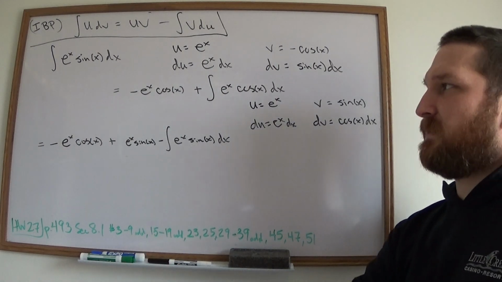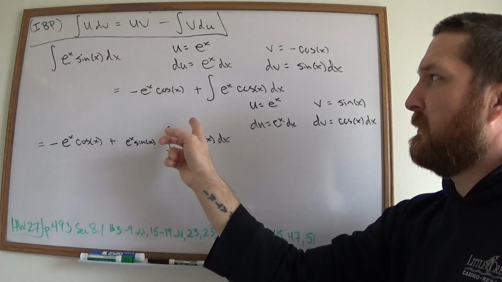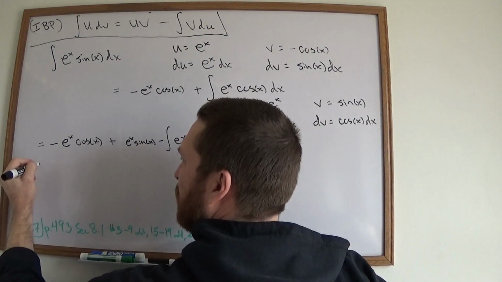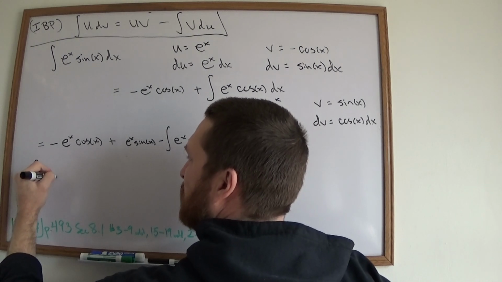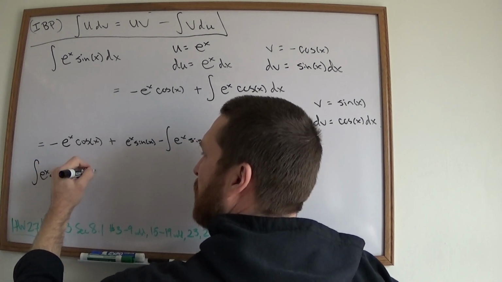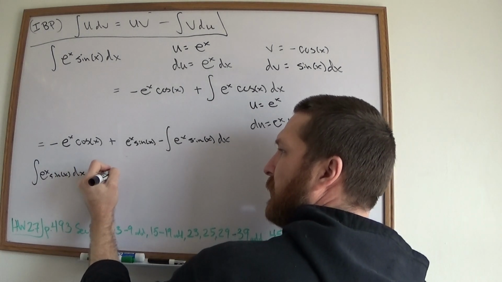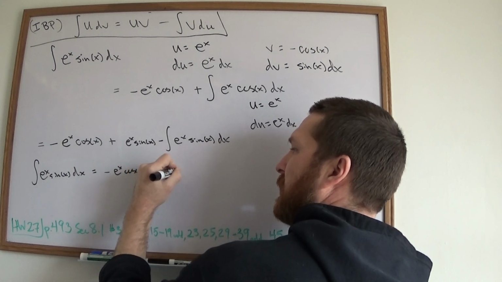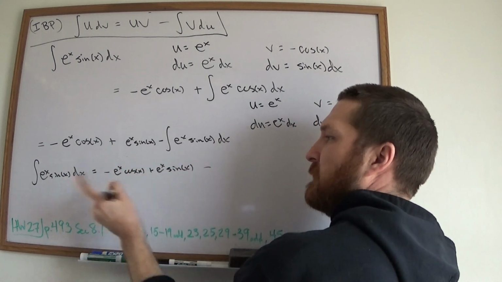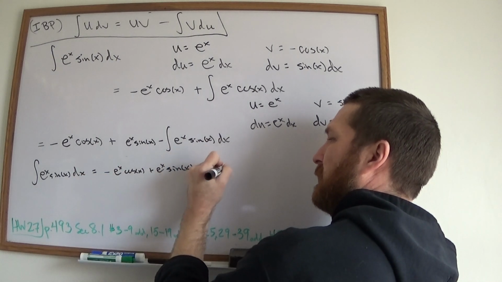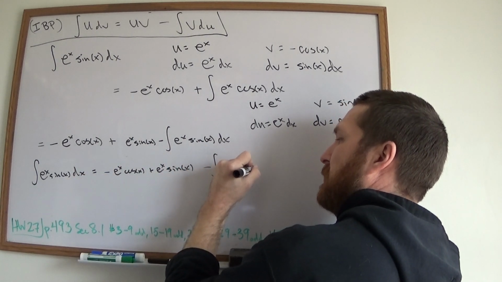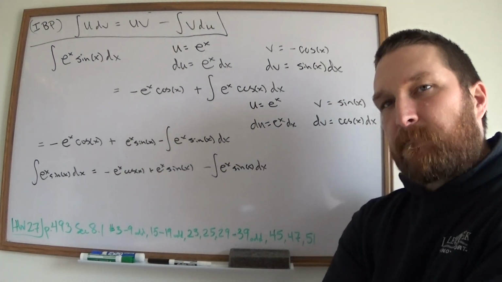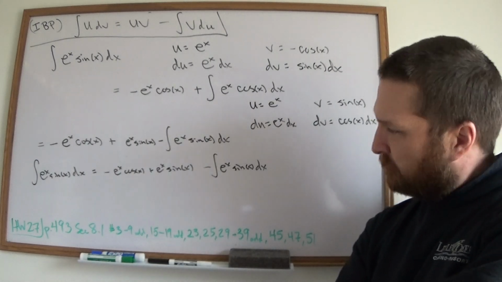Well, let's just think for a second about what this says. Forgetting about all this work we've done, what we just had was some integral, e to the x sine x dx, and apparently it's equal to negative e to the x cosine x plus e to the x sine x minus the exact same thing, this thing, e to the x sine x dx. Any ideas of what to do next?